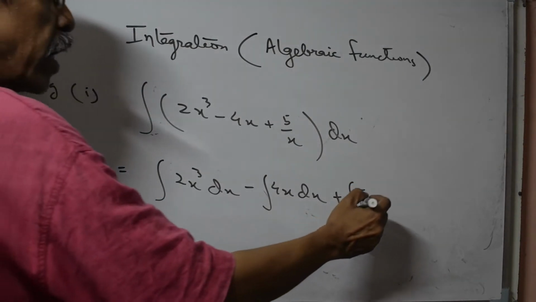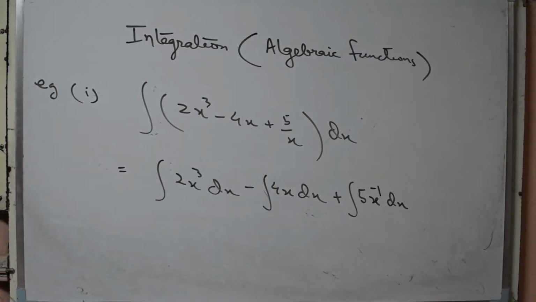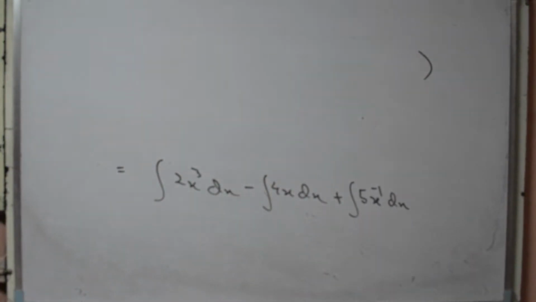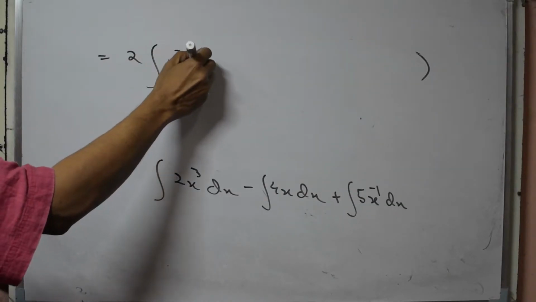We can write 5x to the power minus 1 dx, because it can be simplified with the power as minus 1. Now we will proceed this way: 2x cube we can write as 2 into the integration of x cube.